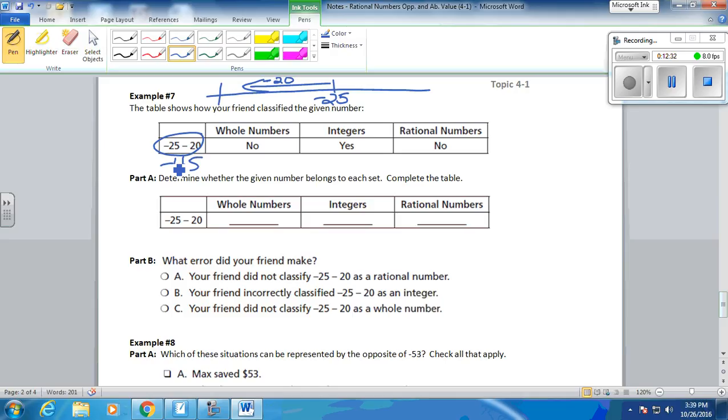So they're saying, your friend said that -45 is not a whole number. They said that it was an integer, and they said that it was not a rational number. So we need to determine if this is true or not. So is -45 a whole number? No, because there are no negatives with whole numbers. Is it an integer? Yes, because it is not a fraction or decimal. And then if it's an integer, you know it's automatically a rational number. So your friend was incorrect at first. So when it says, what error did your friend make? Your friend did not classify -25 minus 20 as a rational number.